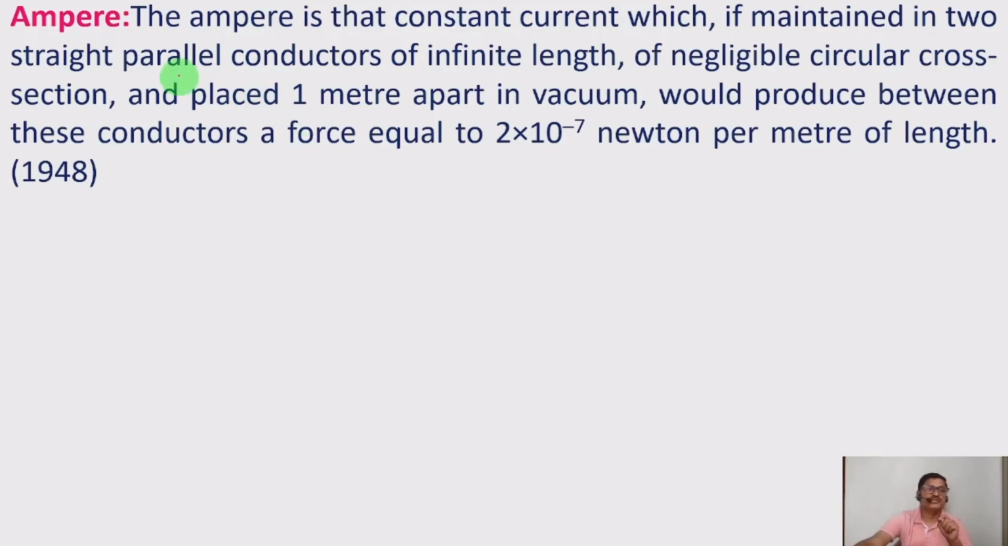Ampere is the unit of electric current. The ampere is that constant current which, if maintained in two straight parallel conductors of infinite length, of negligible circular cross section, and placed 1 meter apart in vacuum, would produce between these conductors a force equal to 2 into 10 raised to minus 7 Newton per meter length. The production of this much force under the mentioned conditions is the definition of the ampere, which was defined in the year 1948.